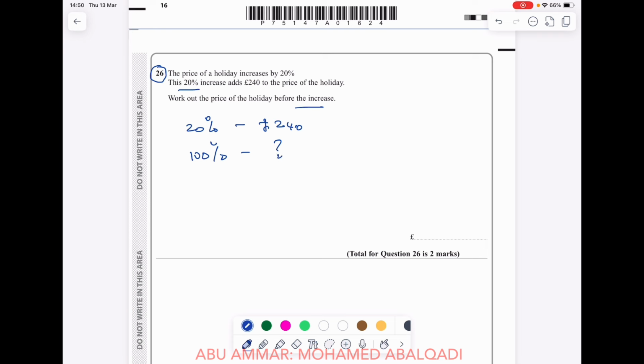Again, this is a cross multiplication. What we need to do is take £240 times 100 divided by 20. We can cross out the zeros here, and 2 divided by 2 is 1. 10 divided by 2 is 5. 240 times 5, this is 1,200. So the original price, or the price before the increase, was £1,200.